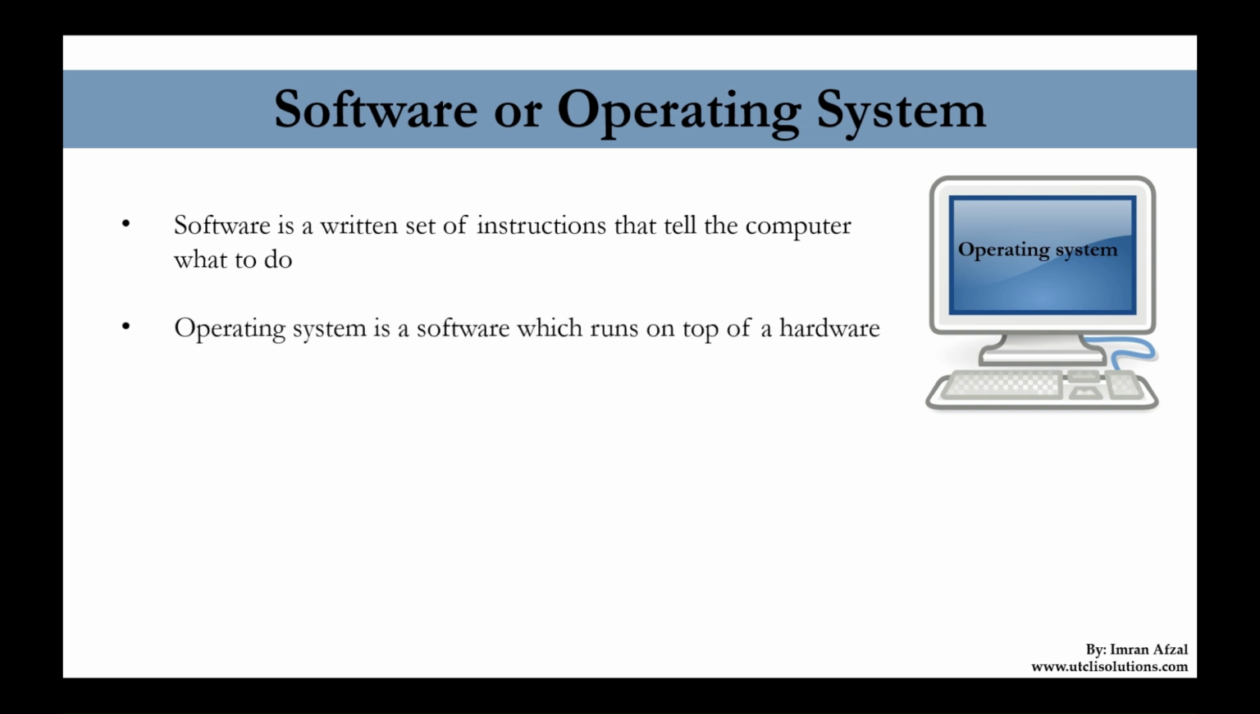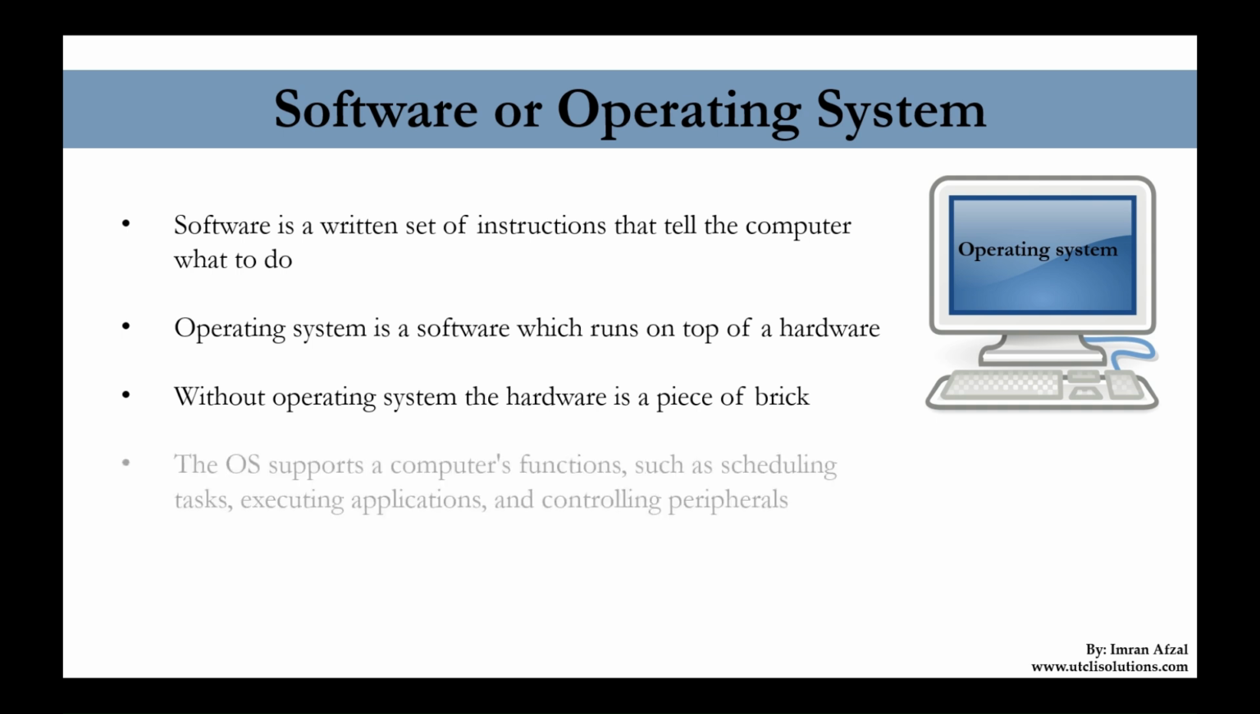Operating system, which is also a software, runs on top of your hardware. Without the operating system, your hardware is just like a piece of brick or a piece of metal because it cannot function without an operating system. The operating system supports computer functions such as scheduling tasks, executing applications, and controlling peripherals. So when you have the operating system, it is actually controlling your devices.